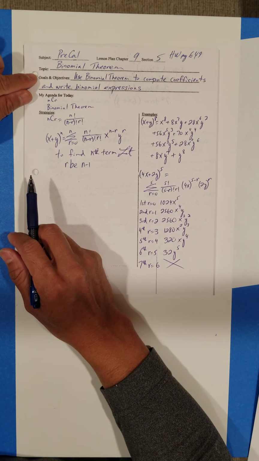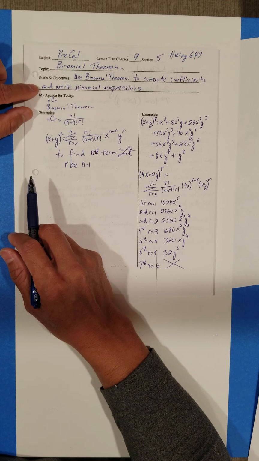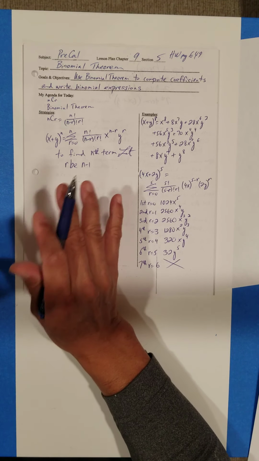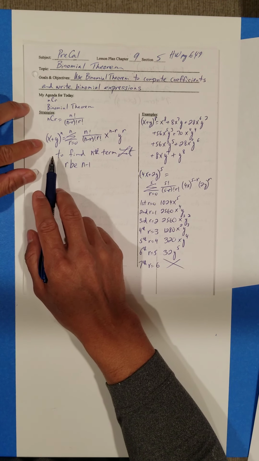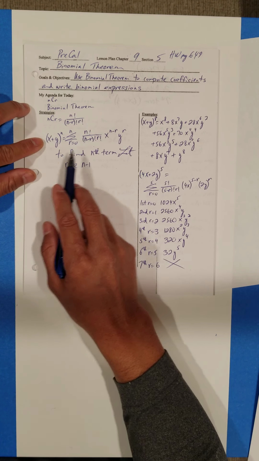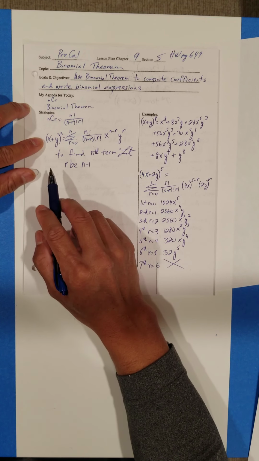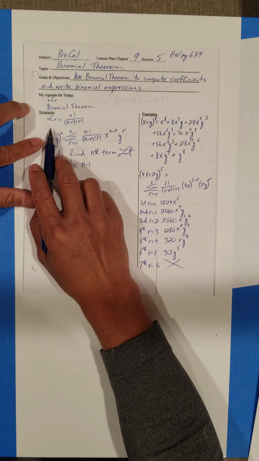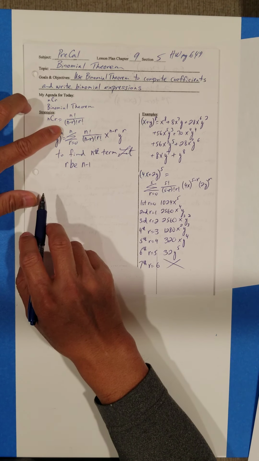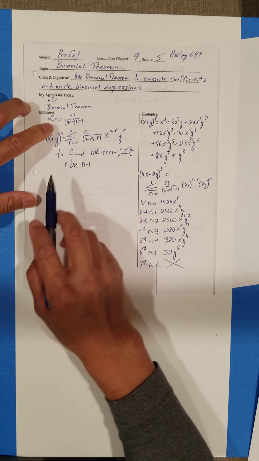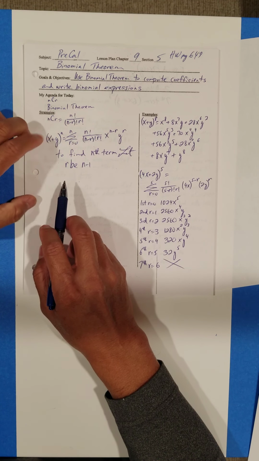Basically, what we want to do is use the binomial theorem to compute coefficients and write binomial expressions. It sounds fancy, but not that bad. We're going to use this right here. It's called the binomial theorem, and it's used to expand powers that are kind of big. A couple of things you have to remember here is nCr, n combination r, is n factorial on the bottom of that is n minus r factorial times r factorial.